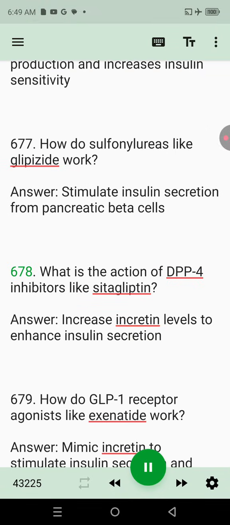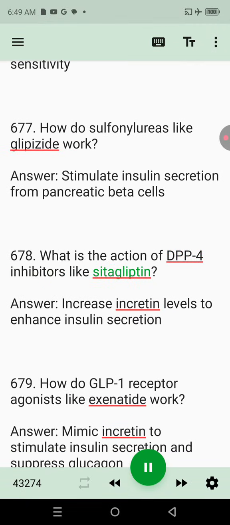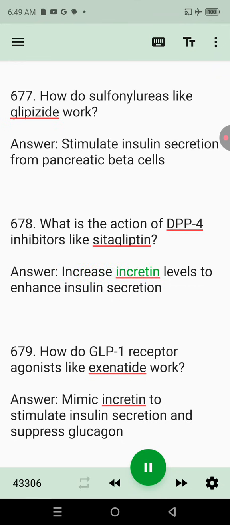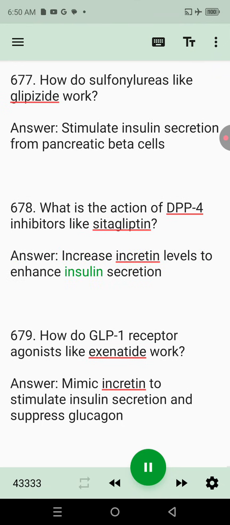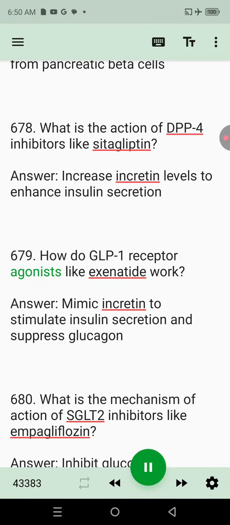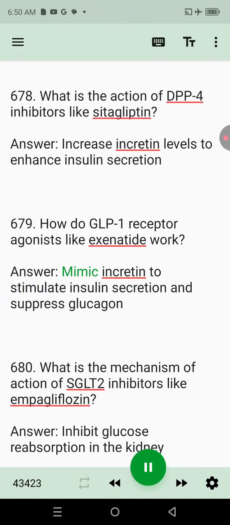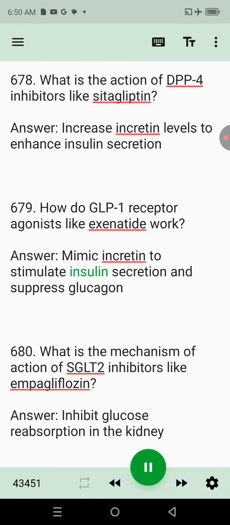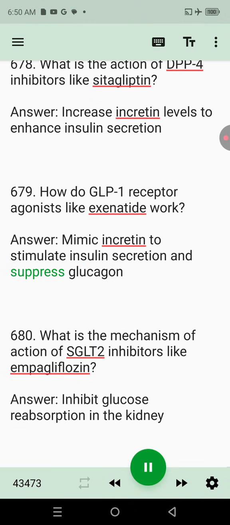678. What is the action of DPP-4 inhibitors like sitagliptin? Answer. Increase incretin levels to enhance insulin secretion. 679. How do GLP-1 receptor agonists like exenatide work? Answer. Mimic incretin to stimulate insulin secretion and suppress glucagon.